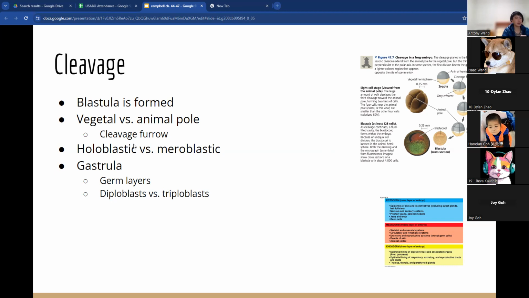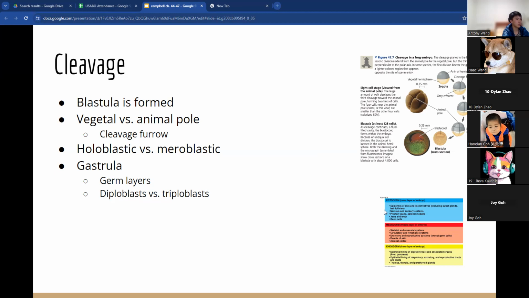But meroblastic, on the other hand, which is what frogs have, is where you don't cut all the way, or it's slower on one side than the other. The reason that it's slower is that the yolk in the vegetal pole slows down cell division. It makes it harder for the cells to pull apart because it's thick and sticky. So you get this asymmetrical blastula where you have large cells at the bottom, small cells at the top, and the blastocoel is near the top, right?